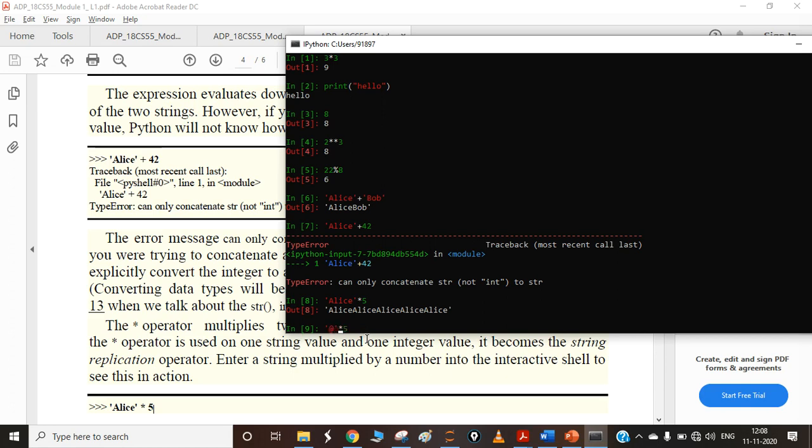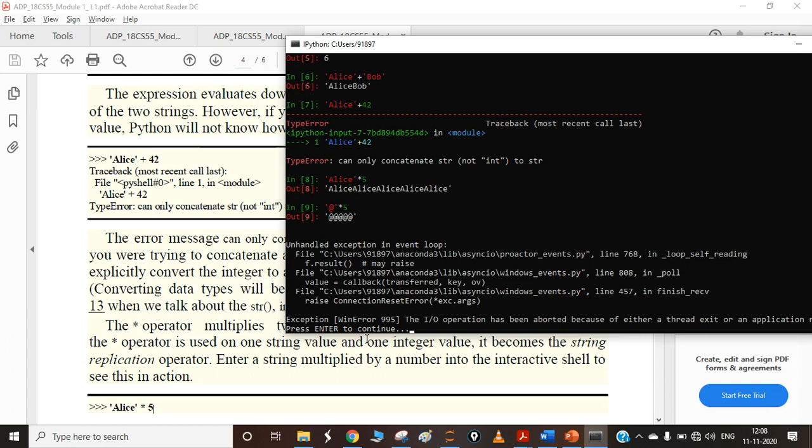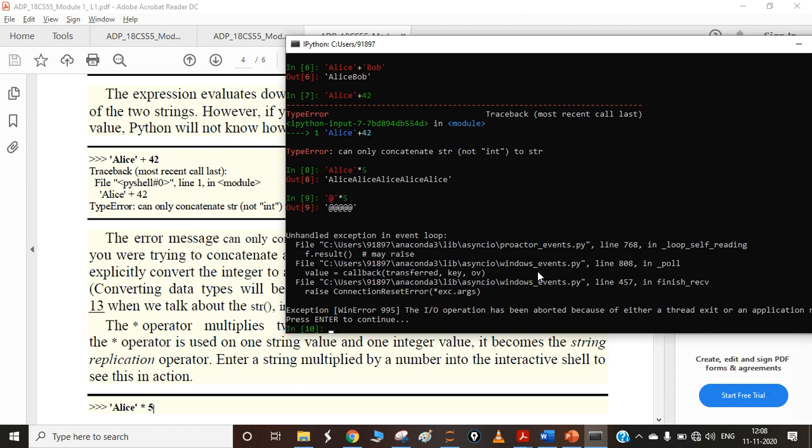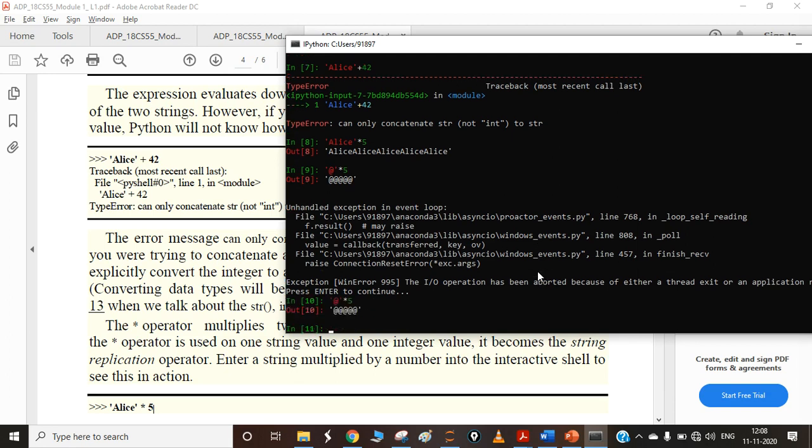the add symbol. This add symbol has to repeat how many times? 5 times. But here it is giving. Okay, let us see. Yeah, now it has executed. This add symbol has repeated 5 times.